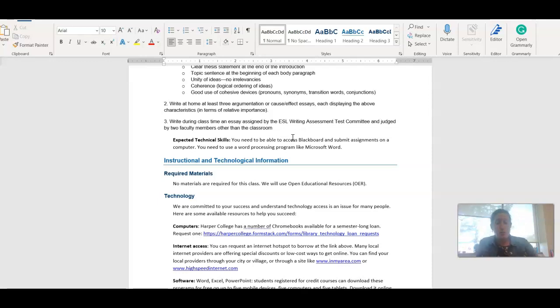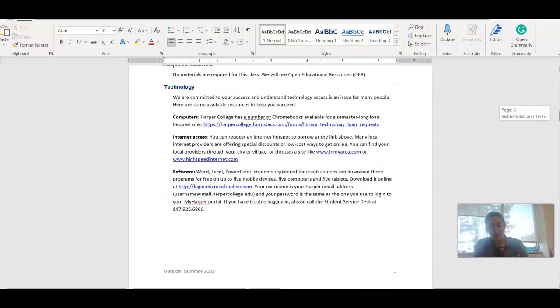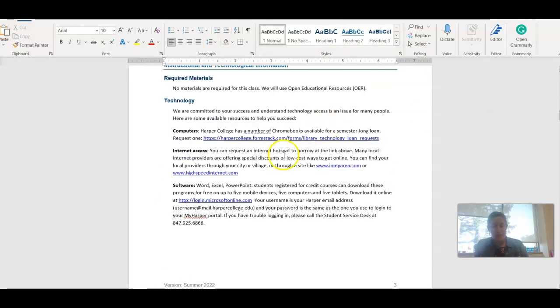You still do need a lot of technology. You need a computer for this class. If you don't have a computer or if you have a problem with internet access, Harper College will lend you a computer and an internet hotspot. It's like a little box that gives the internet in your house. That would be a great option for you. You can also use the internet at Harper College campus if you would like.